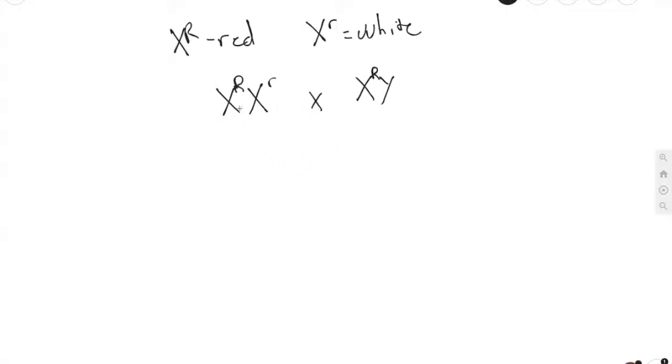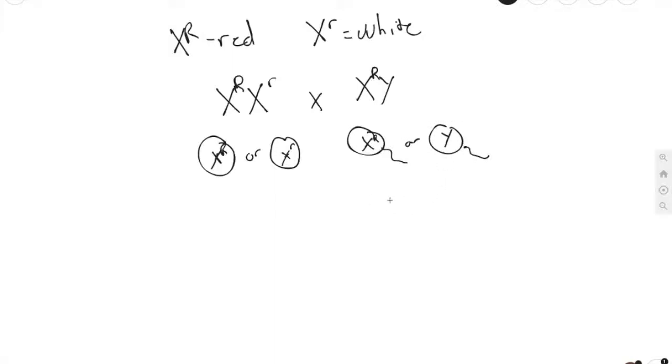Okay, so now to do this cross, we're going to figure out our gametes. In this case, now that we're looking at this linked trait, these two X's aren't the same in the female. So she can pass on an egg with an X big R or an X with a little r. And then the male has different gametes as well. He can pass on a sperm cell with the X big R or a sperm cell with a Y with no R on it at all. So now I need a 2 by 2 Punnett square.